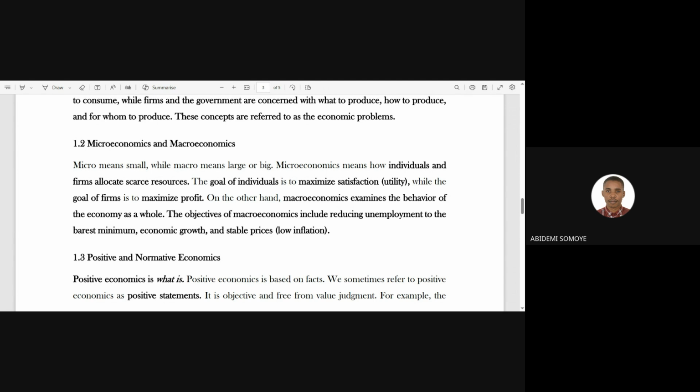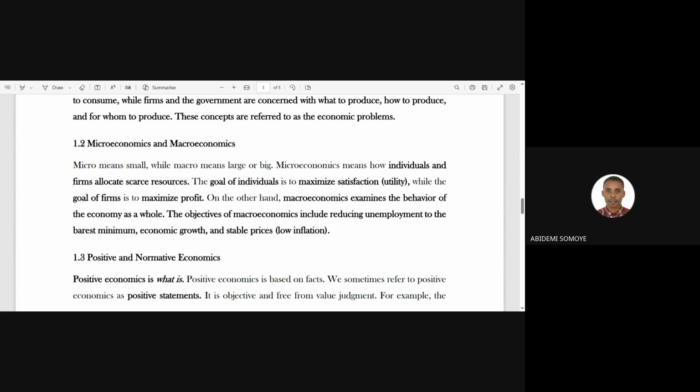Firms, in whatever they do, would like to maximize profit. That's the goal. On the other hand, what about macro? Microeconomics deals with individuals and the firms.